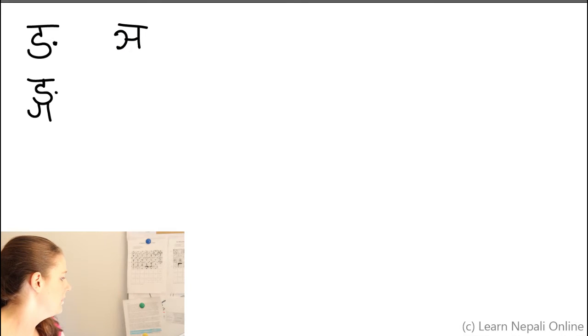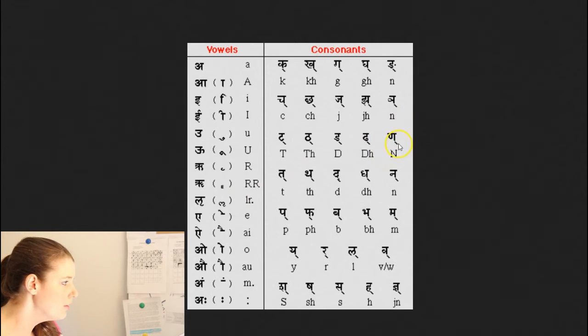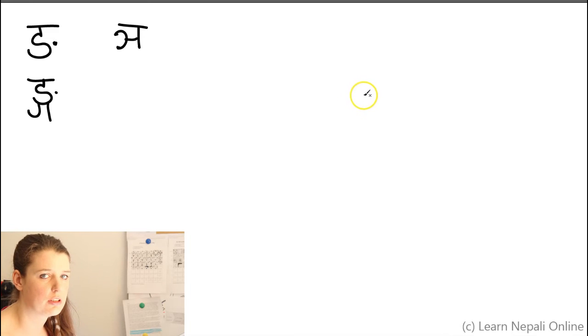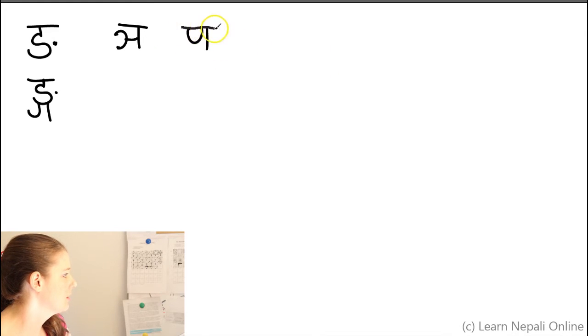And then we have the retroflex nasal sound, which is pronounced no. You just do the same that you would do with your tongue for T or D. You roll the tongue back and press it against the top of your mouth. So no is written like this. Be sure to leave a space between the first part and the second part. Otherwise, it would look like a paw.